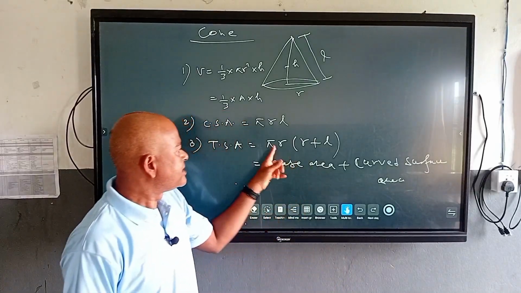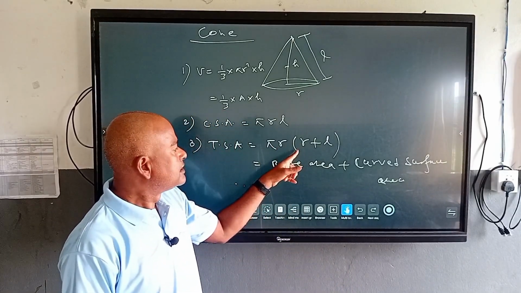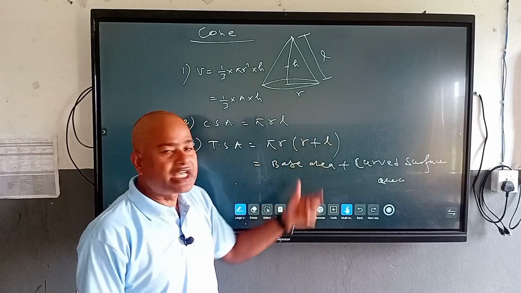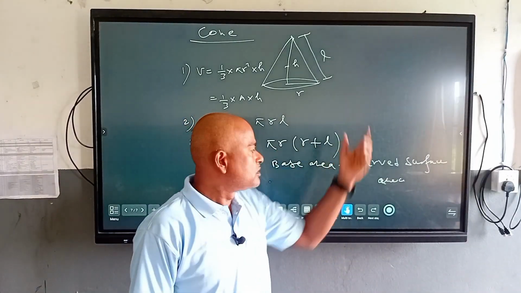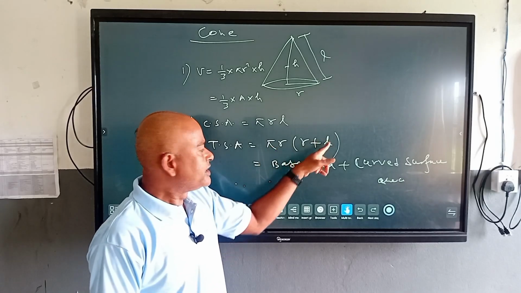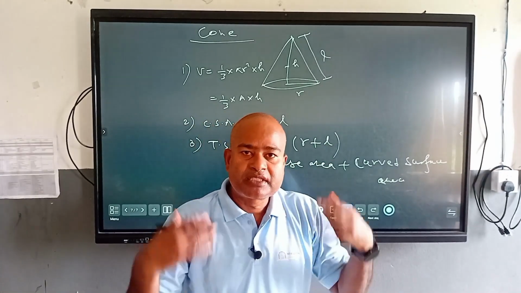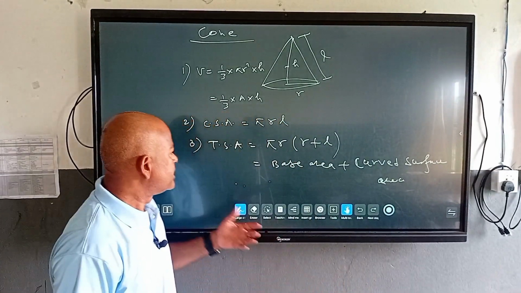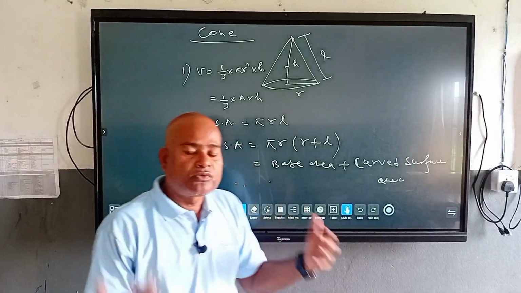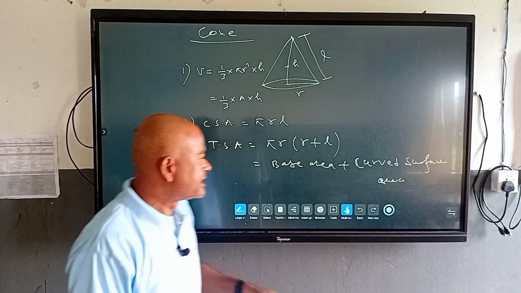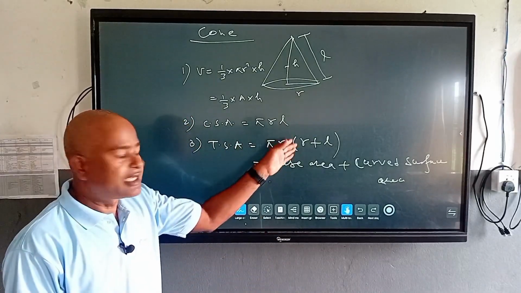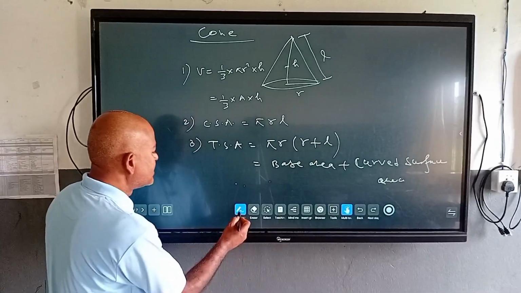We know that base area means pi r square. So if we multiply pi r with r plus L, we get pi r square, which is the base area of the cone. If we multiply pi r with L, we get pi r L, which is the curved surface area of the cone. So dear students, the total surface area we can also get by adding the base area with the curved surface area. So the formula is pi r times (r plus L).